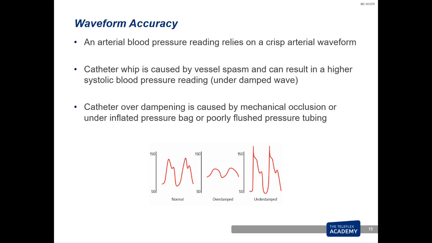So catheter overdamping is caused by mechanical occlusion or underinflated pressure bags. I keep repeating underinflated pressure bags because they have a very important role in arterial catheter performance. So make sure the tubing is flushed and make sure your pressure bag is always maintained at 300 millimeters of mercury. And on the bottom there, you'll be able to see a normal wave has a nice dicrotic notch. The overdamped wave is just a very sluggish arterial waveform where you can't really tell that it's arterial because you can't see the dicrotic notch. And then the underdamped waveform actually has the spike due to the vessel spasm.